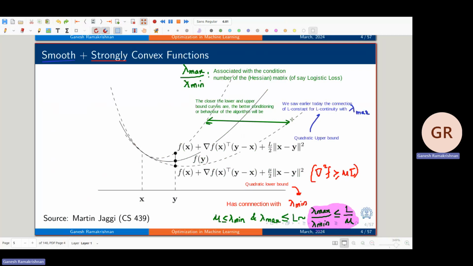The closer the lower and upper bound curves are, the better conditioned the behavior we would expect the algorithm to be, right? So in some sense, the combination of smoothness and strong convexity is also giving us the opportunity to look deeper into the space. Okay. So here you go. Upper bound and lower bound.